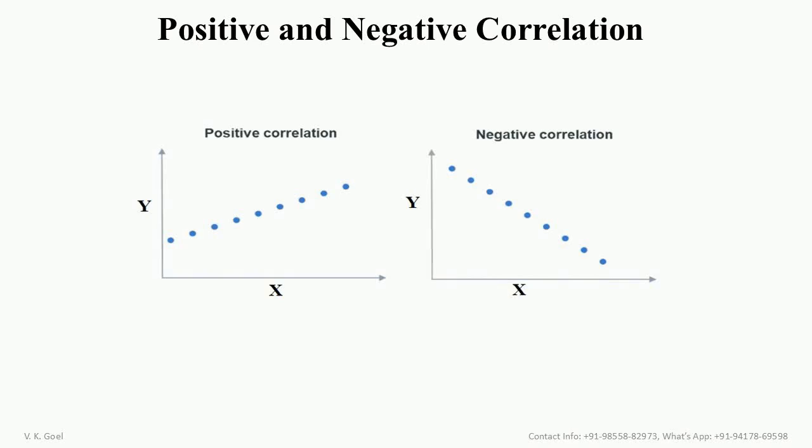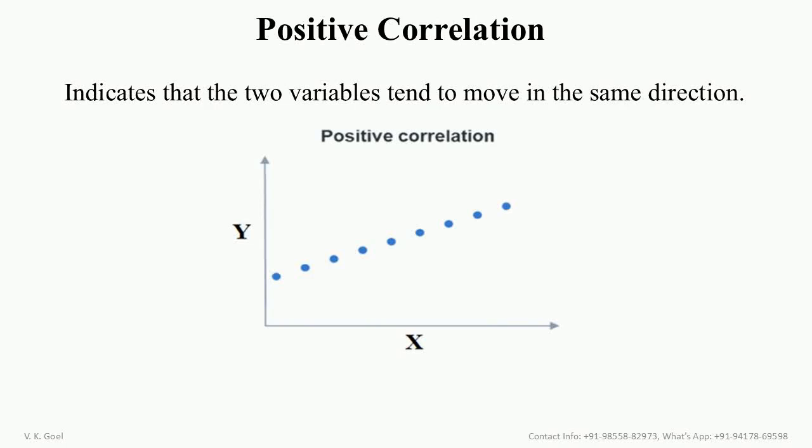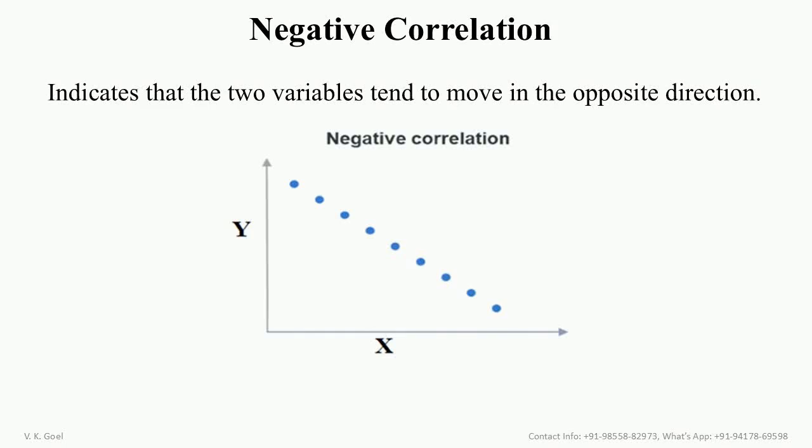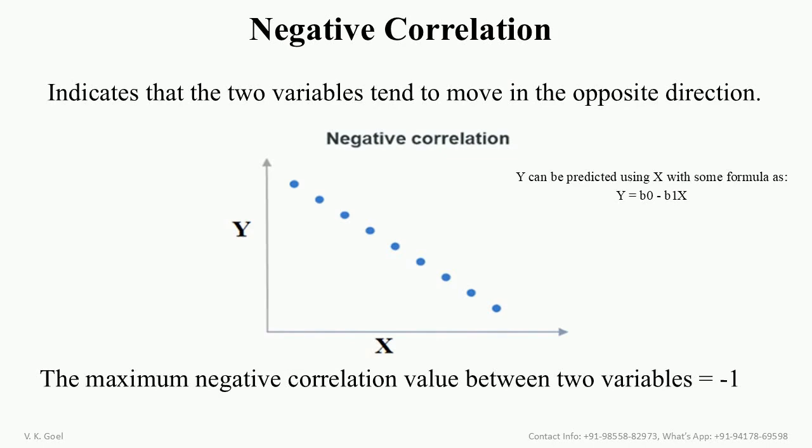Now, let us talk about the positive and negative correlation. As the name suggests, in case of positive correlation, both variables move in the same direction. And, the output can be predicted using the linear equation formula as given here. The maximum positive correlation can be equal to 1. However, in case of negative correlation, the two variables move in opposite direction with respect to each other. The output can be predicted using the linear equation again, but with negative slope. The maximum negative correlation value is -1 here.